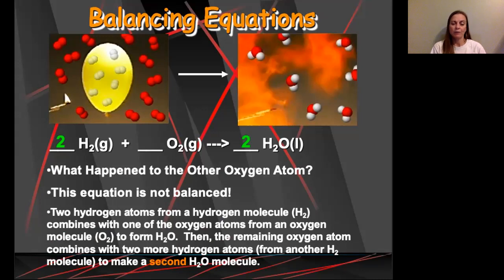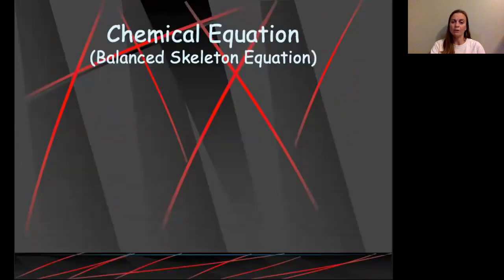We have to follow the law of conservation of mass, the law of conservation of matter. We can't just have matter come from nowhere or matter disappear into nowhere. So when we talk about a chemical equation, generally speaking, we're talking about a balanced equation, a balanced skeleton equation.